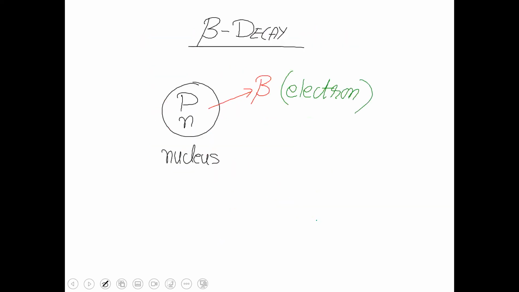Now give a heading, beta decay. Beta particles are high-speed electrons. So when beta particles are emitted, they are like electrons. You have to now copy this screen.